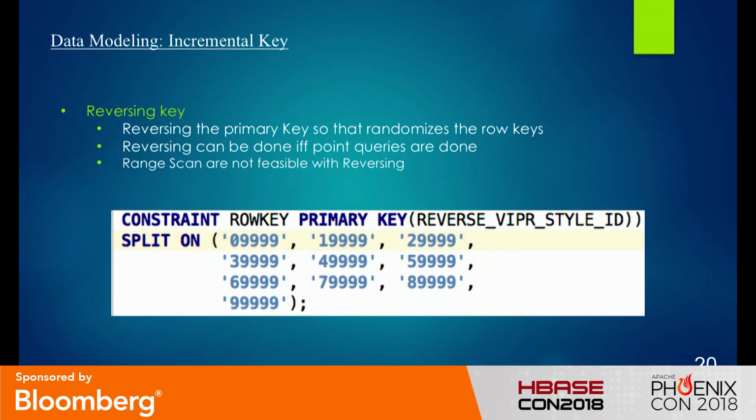So if you see, whenever we create a table, we pre-split it first, and then as you can see, we have a reverse of a style ID as a primary key for the table. So what this does is, first of all, if you have a sequential key, the LSB bit is the sequential one, so it changes to an MSB bit. So at that time itself, it randomizes it. And then if you have pre-split the table, it will evenly distribute your load across all the region servers. So that helps. Reversing can, as it is said, be done if and only if point queries are to be done.